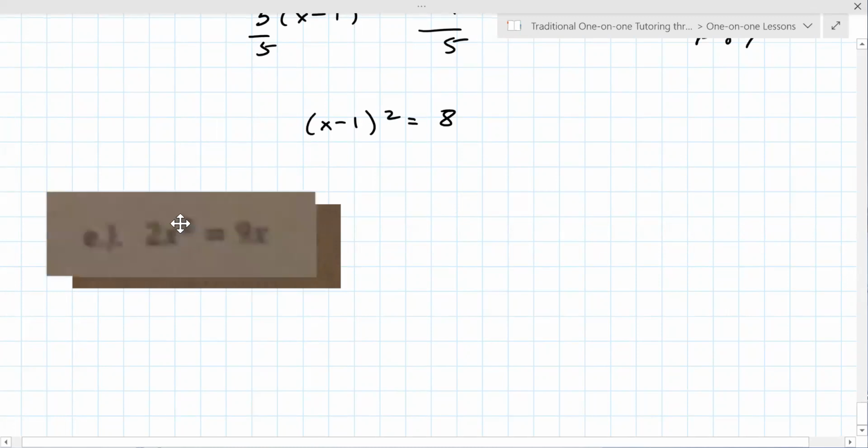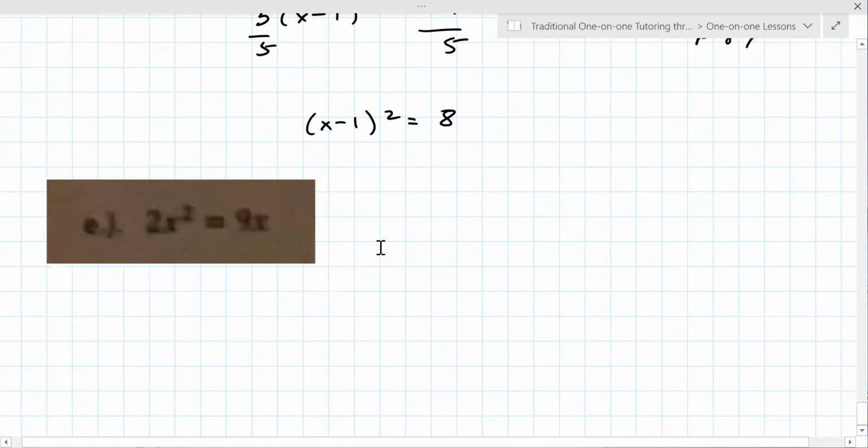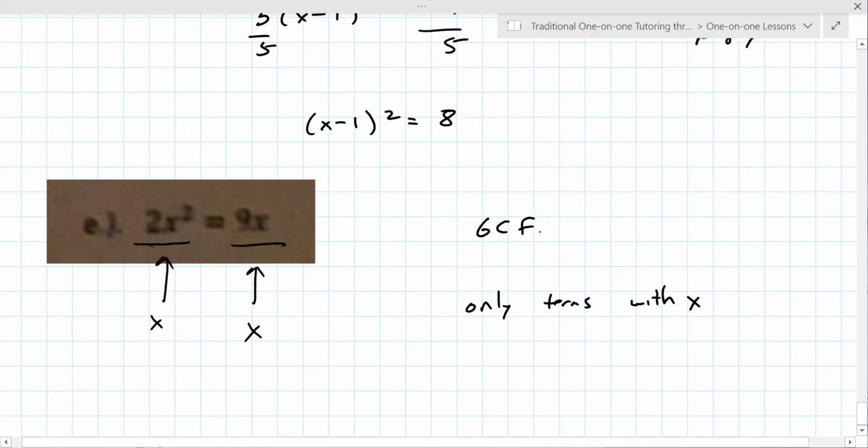Let me jump to E, because this identification is important. This is GCF because only terms with x. This has an x in it, and this has an x in it. So that's how you know it's GCF. If you look at every other one on this page, there is a single number without an x. And this is the only one with all terms having x.